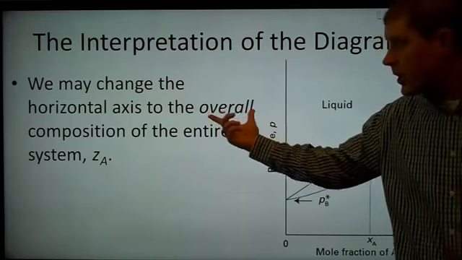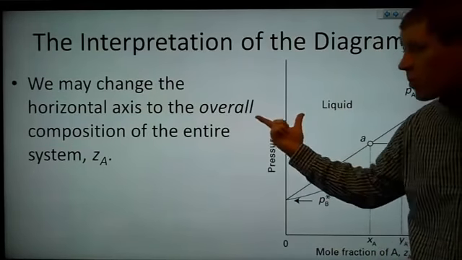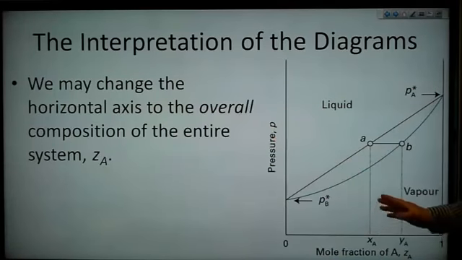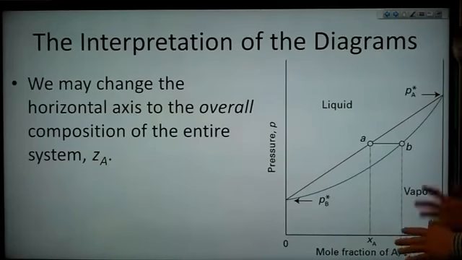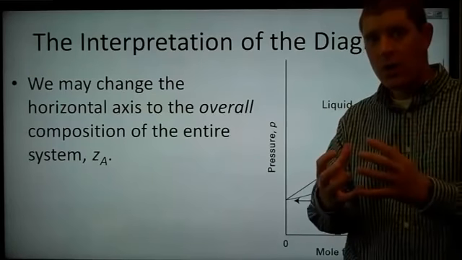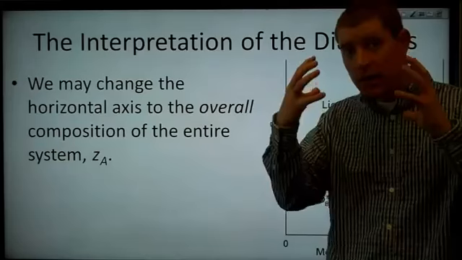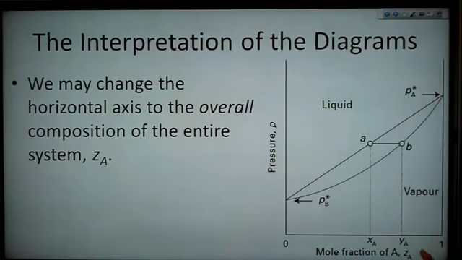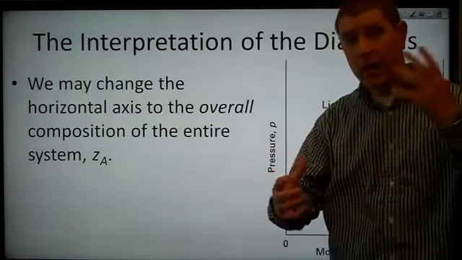So note that we can change our horizontal axis, the bottom axis here, to be the overall composition of the entire system. So now we're no longer talking about the mole fraction of the liquid or the mole fraction of the vapor phase. We're talking about the mole fraction of the whole container, both the liquid and the vapor phase combined into one number. That's this ZA that we're talking about. So that's the mole fraction of A of the whole system, the chi plus Y.